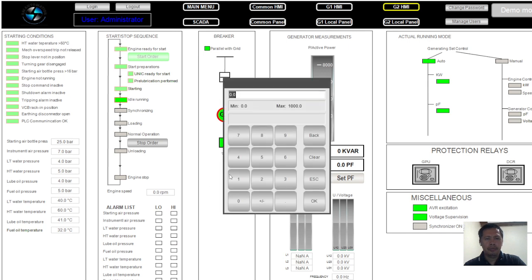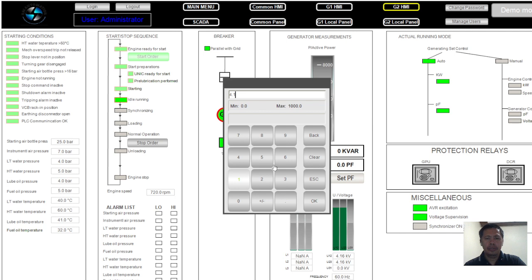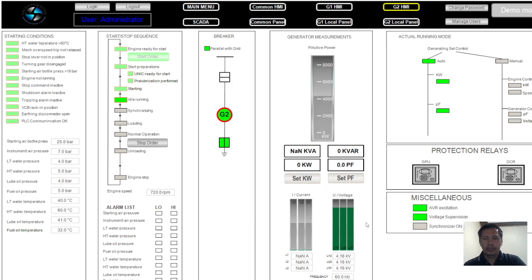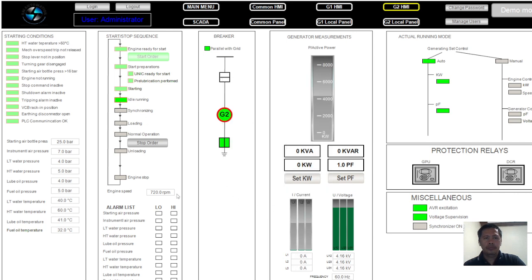So the RPM, I'll say 720. The frequency 60. So now the voltage is 4.16. Voltage 4.16. Okay, the power factor is 1. So now the engines are ready to be synchronized.